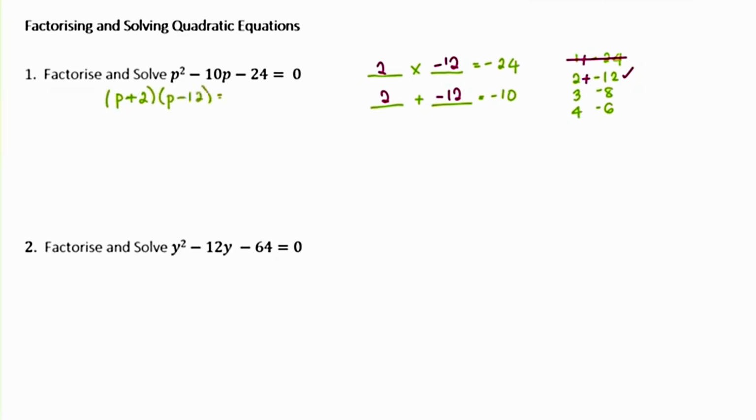This is equal to 0 and it's factorized. So to solve it, if p plus 2 is equal to 0, that means p is equal to minus 2. And if p minus 12 is equal to 0, that means p is equal to 12.